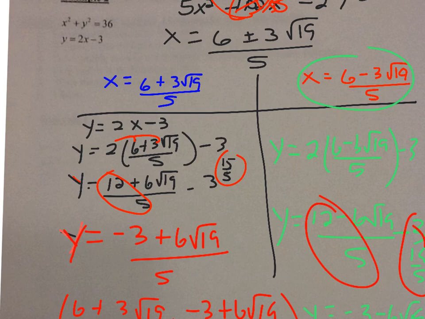And then my other point would be, my x value would be 6 minus 3 times the square root of 19 over 5, comma, negative 3 minus 6 times the square root of 19 over 5.